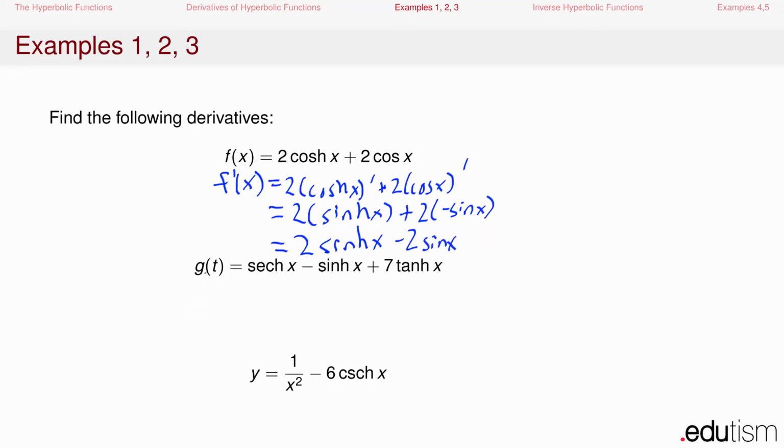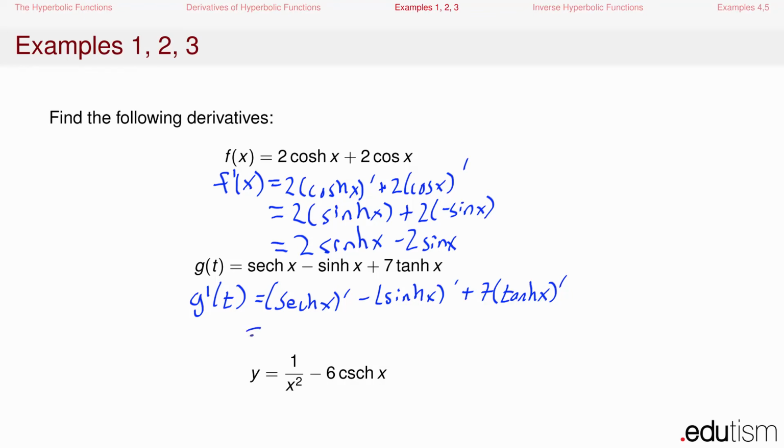For this next one, we want to take the derivative of g of t, which is sech of x minus sinh of x plus 7 tanh of x. When we take the derivative, we can use the sum, difference, and constant multiple rules to split everything up. So we're going to take the derivative of sech of x, subtract the derivative of sinh of x, and add 7 times the derivative of tanh of x.